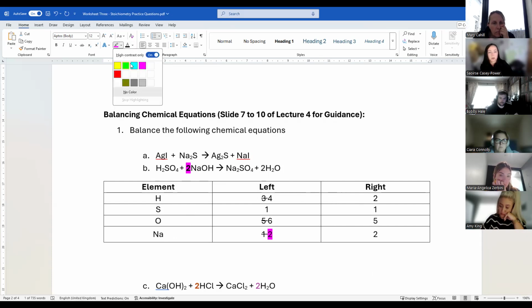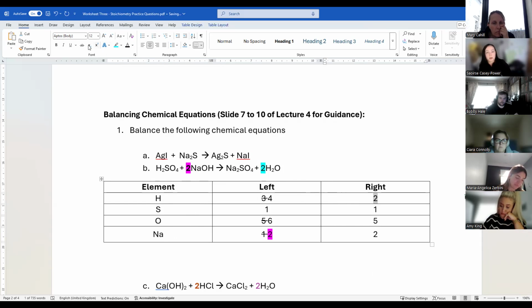So I'll show you what I did there. Now on my right hand side, I no longer have 2, I have 4, because my 2 multiplies in, so that's now 2 by 2 is 4. I have 4 on my left hand side, so now my hydrogens are considered balanced. Is everyone okay with that so far, yeah?